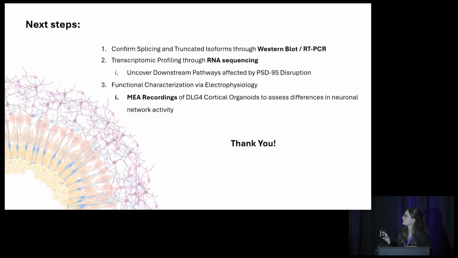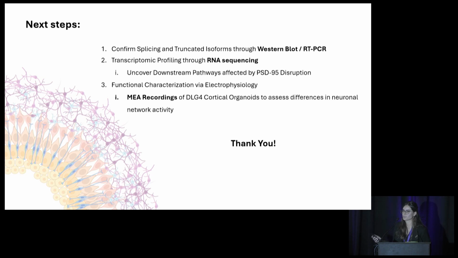Now finally, we have a lot of next steps to come that I'll be very excited to present at the next conference next year. The first thing we want to do is confirm these truncated isoforms through an RT-PCR, right? And definitely run some Western blots too, to see the abundance of these proteins. The second thing we need to do is finish this transcriptomic profiling through the RNA sequencing, right? We want to really uncover the downstream pathways affected by the PSD95 disruption.